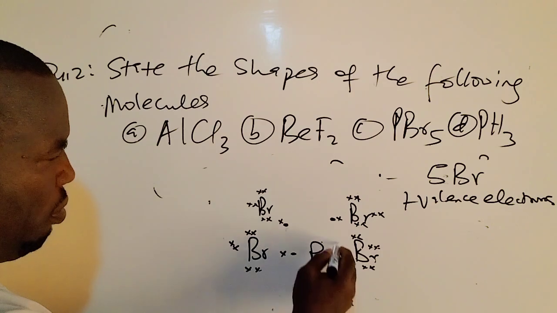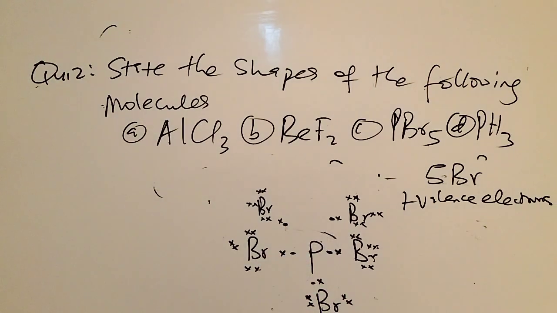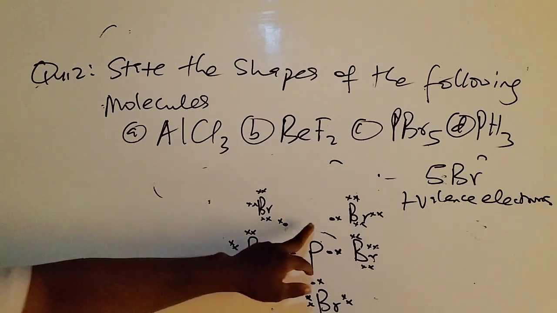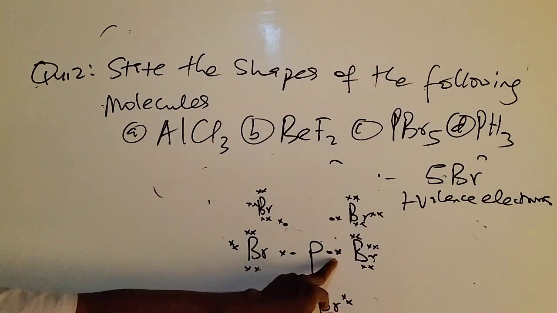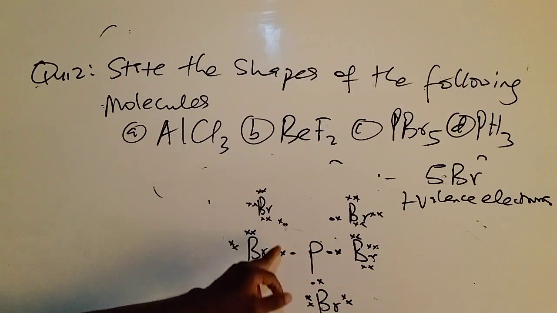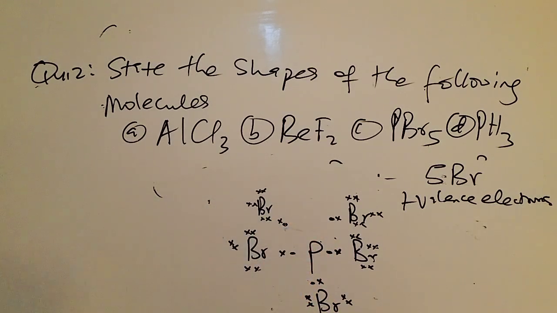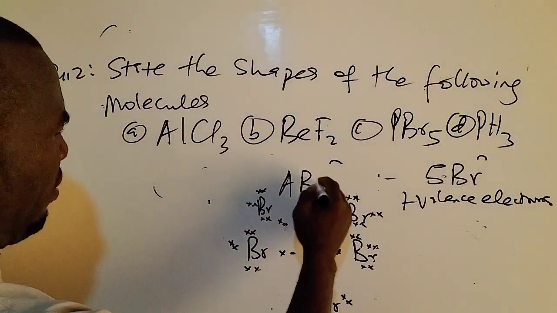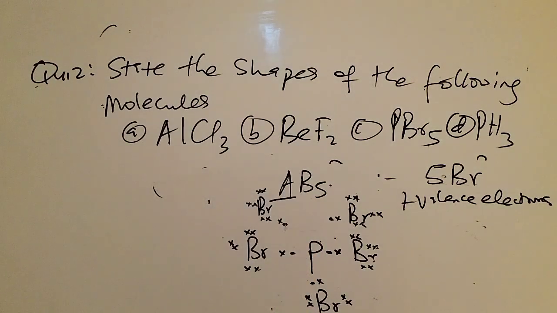So you look at the central atom, phosphorus. It has no lone pair. Look at it very well. We only have bonding pairs: 1, 2, 3, 4, 5. 5 bonding pairs, but no lone pair. So this molecule conforms to the formula AB5, whereby the central atom has no lone pair but is bonded to 5 other atoms. Such a molecule is said to have what we call a trigonal bipyramidal shape.